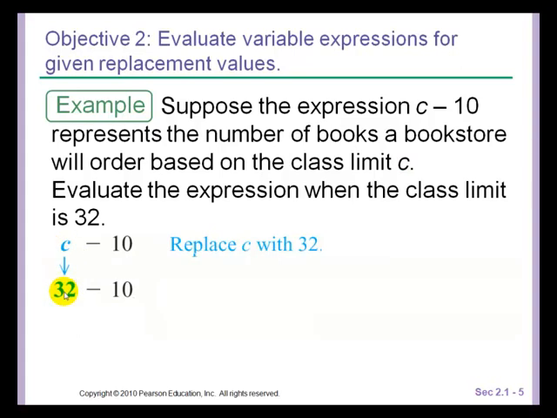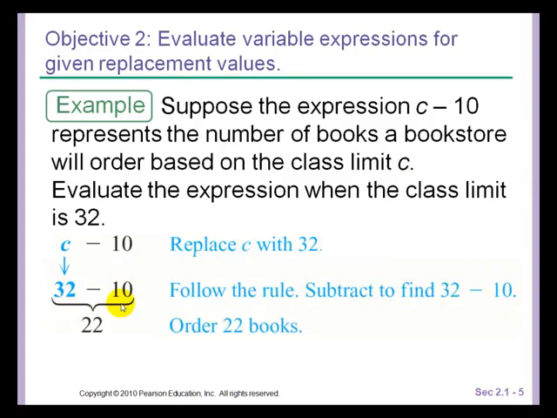Replace c with 32. Now we will just follow the rule and subtract 32 minus 10, and 32 minus 10 is 22, so the bookstore will order 22 books. Notice how your final answer should be written as a sentence. You must have units. If you don't have units, you will lose points. I would encourage you to write a complete sentence. That way you make sure you have units.